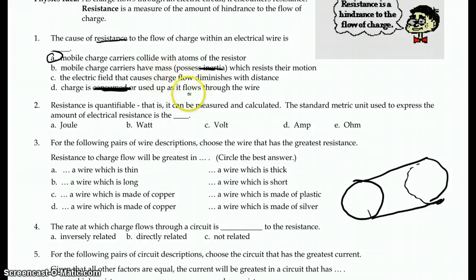Okay, number 2, resistance is quantifiable. It can be measured and calculated. Our standard unit is named after the guy who figured out how this all worked, Georg Simon Ohm, back in the 1800s. And it is called the ohm in his honor.